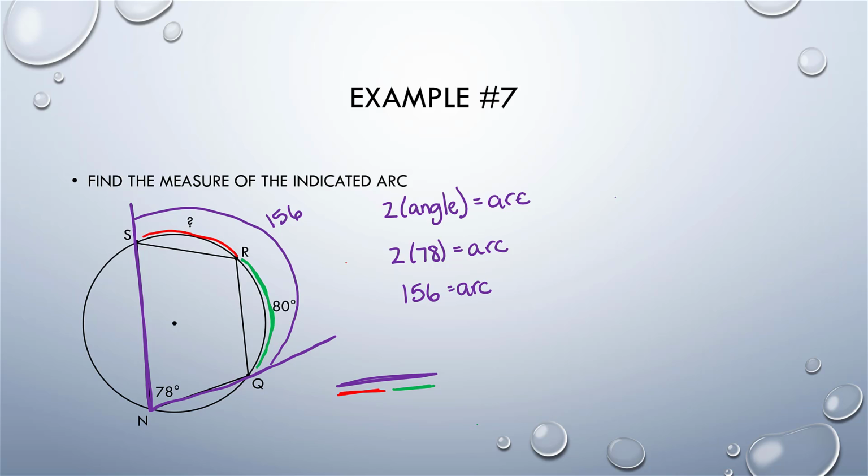So let's write that as an equation. 156 equals Y for red plus 80, the green part. Solve for Y, just subtract 80. So 76 degrees equals Y. And that's the measure of the unknown arc.